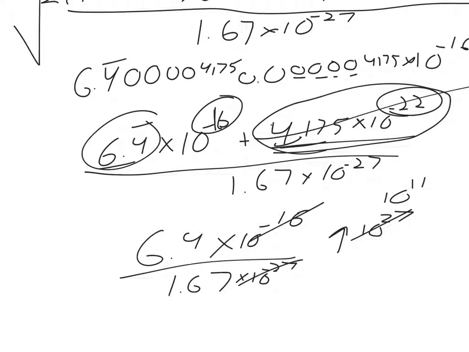Yes, I just had to make sure I believed that. Sorry. Okay, and let's do the 6.4 over 1.67. 6.4 divided by 1.67, and I'm getting 3.8. So 3.8 times 10 to the 11th joules. Oh, no, no, no. I didn't square root this. I have to square root this.